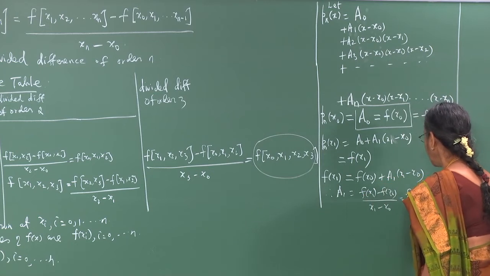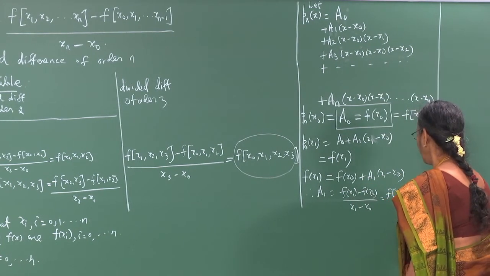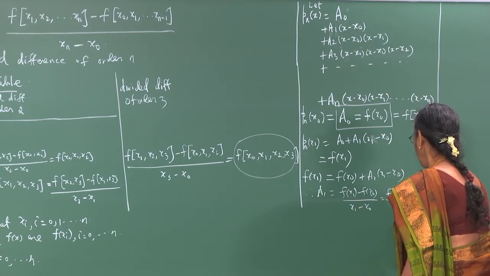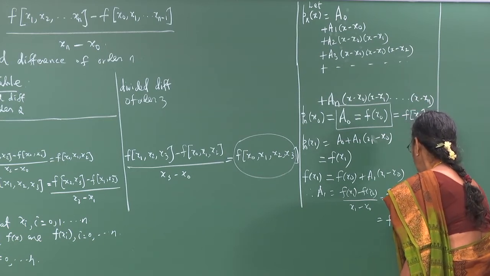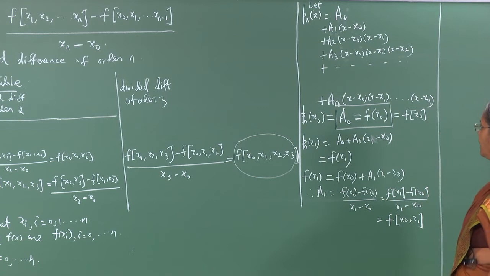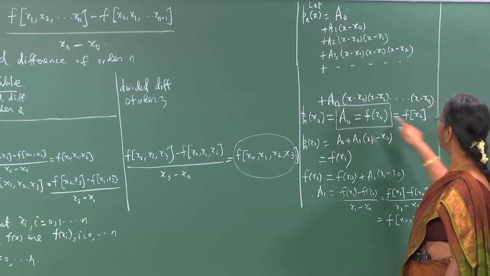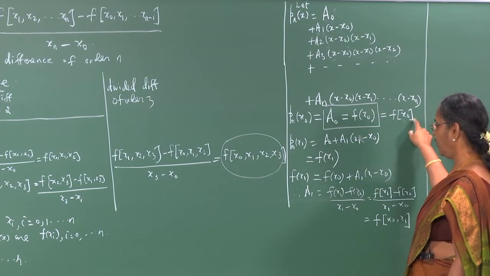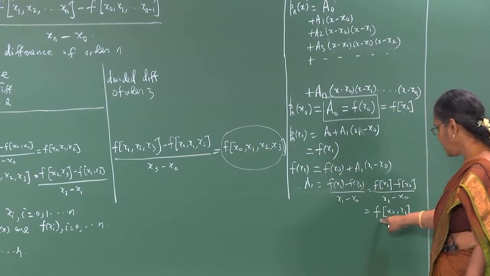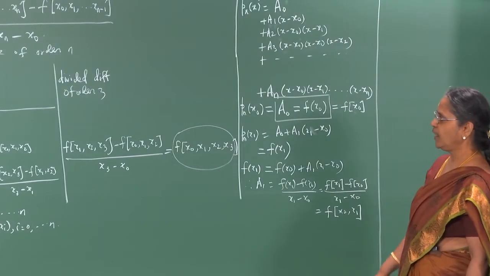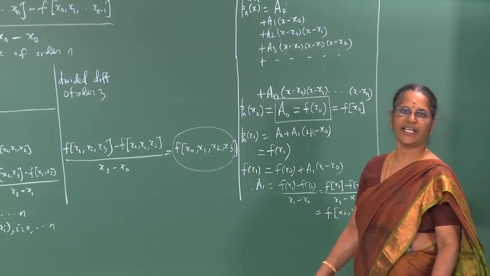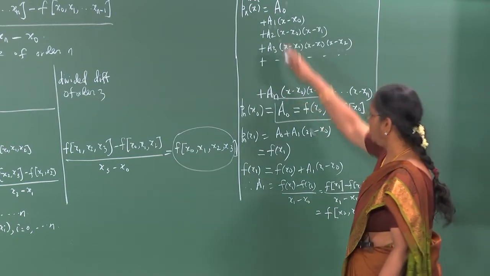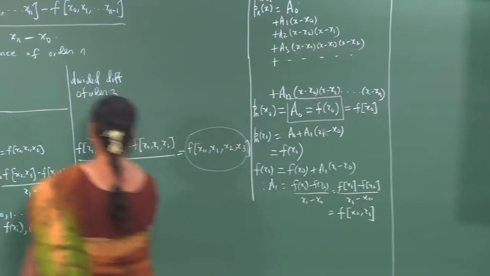But that is nothing but the 0th order difference f of x1 minus 0th order difference f of x naught by x1 minus x naught, and this is by definition the first order difference f of x naught x1. So, we saw that a naught is the 0th order difference of f of x naught, a1 is the first order difference f of x naught x1. Let us work out the coefficient a2 and then we can generalize and write down what an is in this polynomial.